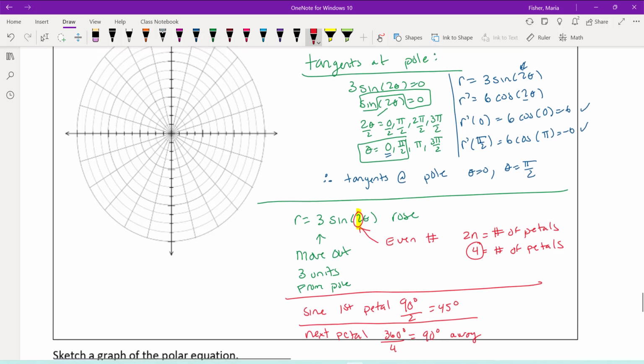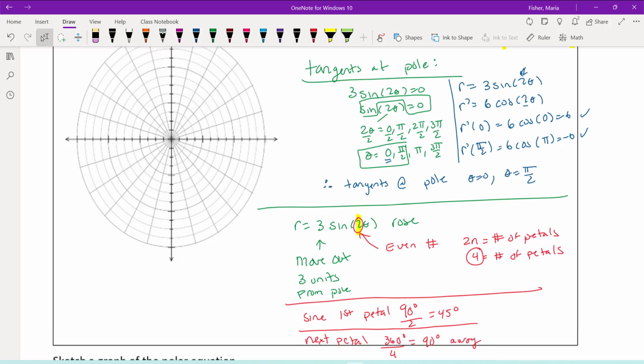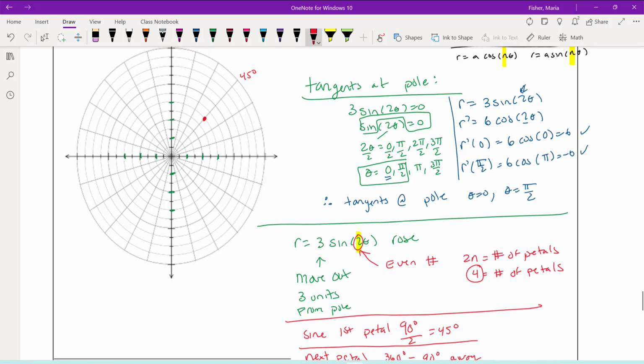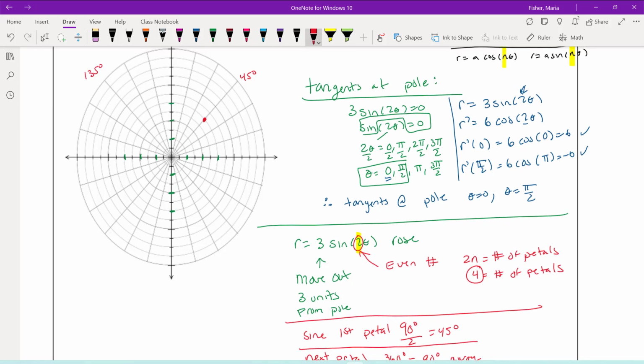If I were to graph all that, and I know I need to move out to 3, so I'm going to change the value. I'm going to make each one of these tick marks be half a unit. So that's going to be 1 unit away from the pole, 2 units, 3 units, and I'm just going to make those darker for each one of these. My first petal is at 45 degrees. Well, this is 45 degrees, so I know at 45 degrees I need to be 3 units away from the pole, so right here. My next petal is going to be 90 degrees away from that, so that's going to be at 135 degrees. So here at 135 degrees, I'm going to draw my next petal.